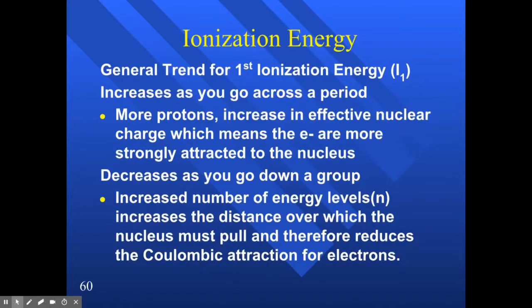It's almost the exact same reason that the atom is smaller as you go across the periodic table. More attraction, so it's going to require more energy to remove an electron. It decreases as you go down a group. The reason for that is you get an increase in the number of energy levels, which increases the distance over which the nucleus must pull and therefore reduces the Coulombic attraction for electrons. So those electrons aren't as attracted to the nucleus just because of the distance, according to Coulomb's law.